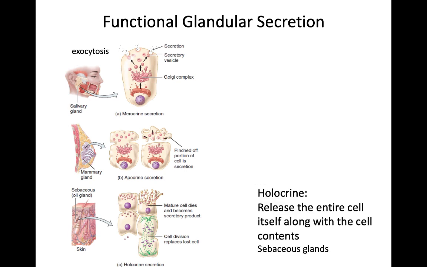A holocrine secretion is when the entire cell gets released along with all of its contents. An example of this would be sebaceous glands. This type of secretion tends to be the thickest because you have an entire cell that's being released.